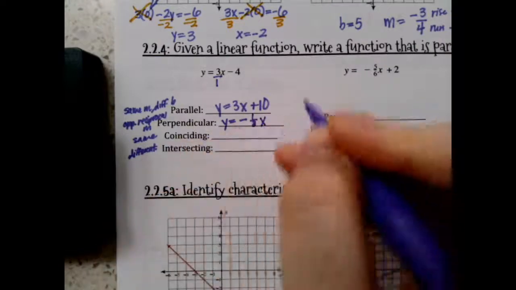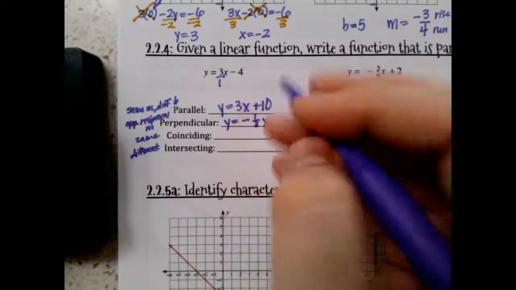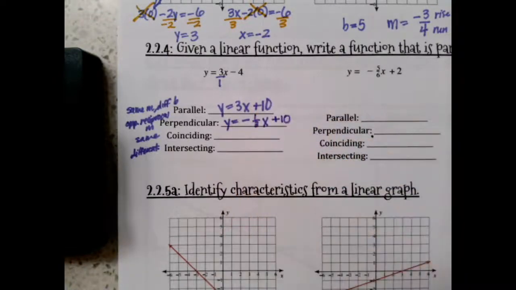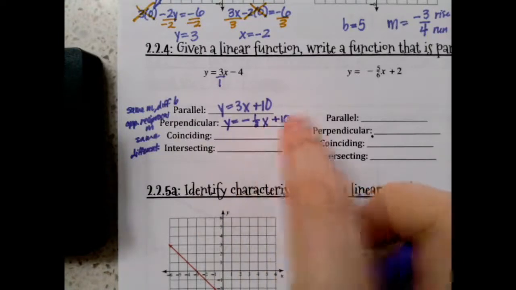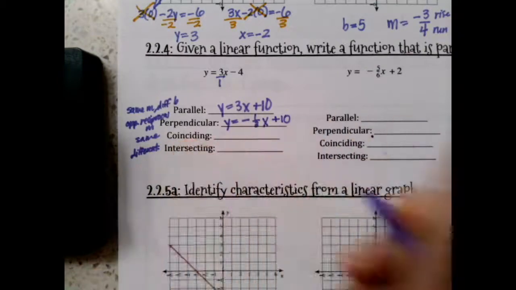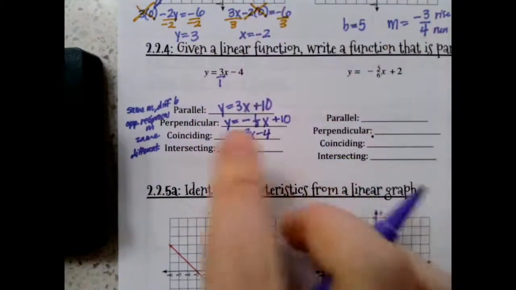And then for perpendicular, you can have the same b or a different b, it doesn't really matter. So I'm just going to use this +10 that I used for the previous one. So y equals -1/3 x, and then whatever you want. Coinciding is the same everything. That means it's the exact same line, so just rewrite what was there.